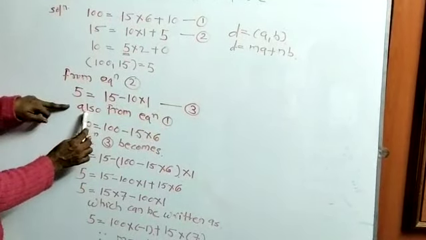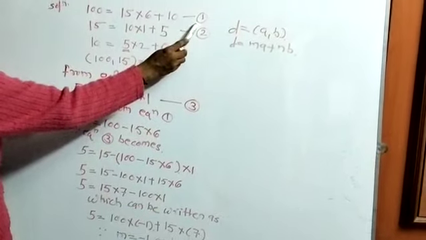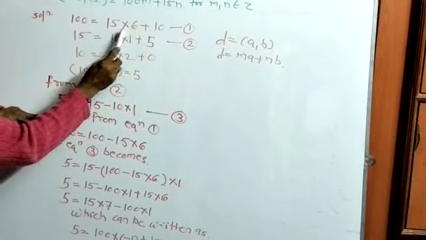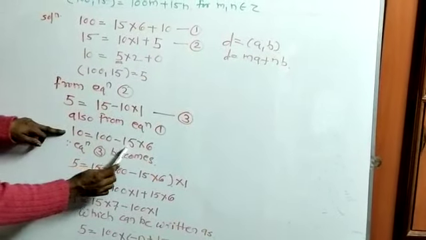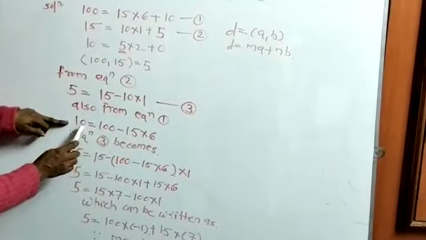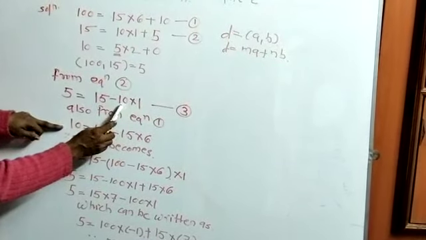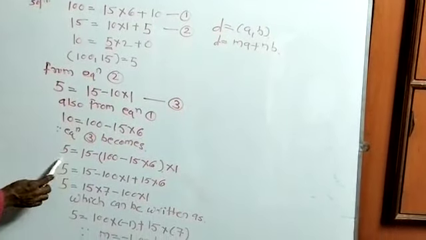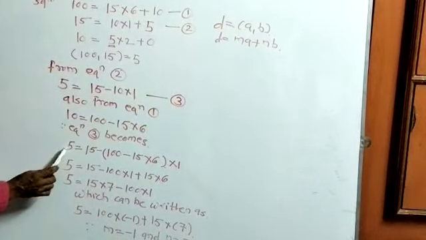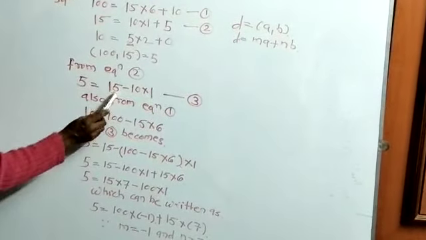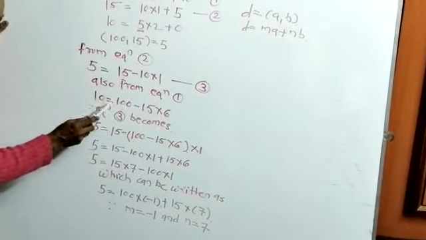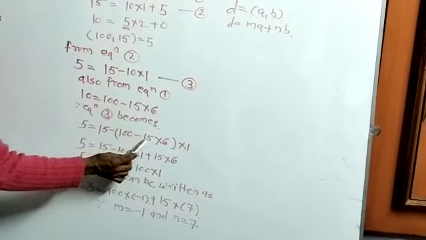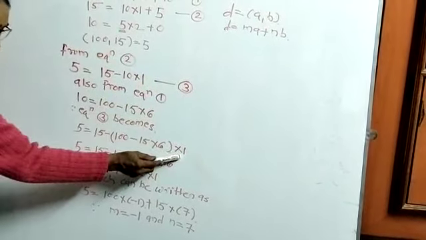Now from equation 1, I write 10 equals 100 minus 15 into 6. I substitute the value of 10 in equation 3. So from equation 3, 5 equals 15, this 15 is as it is, minus, and what is the value of 10? 10 equals 100 minus 15 into 6. So I put here 100 minus 15 into 6, and this into 1 is as it is.